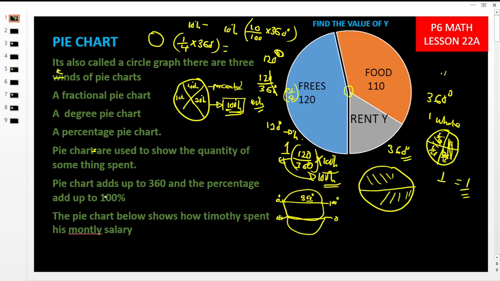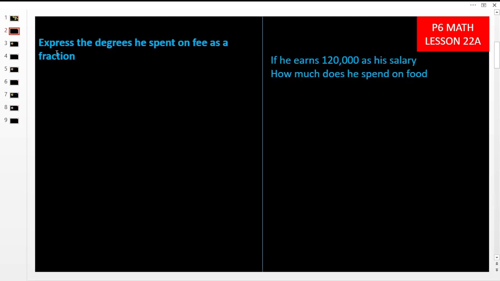So let us go and see some examples. How do we deal with these pie charts here? They're telling us that the pie chart we are going to find there shows how Timothy spent his monthly salary. Let us get to see.